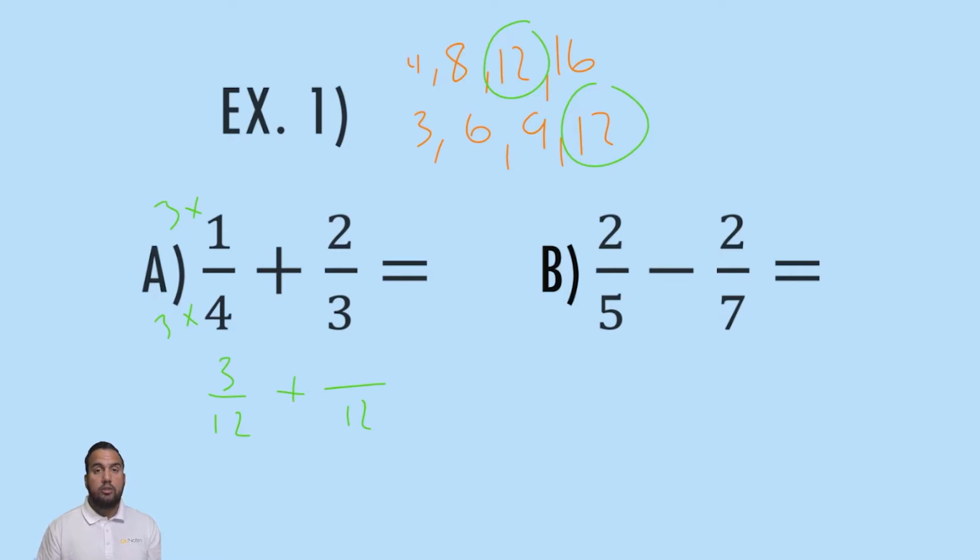All right, next one, 2/3. Look at the denominator. Ask yourself, 3 times what gives you 12? 3 times 4. So I'm going to multiply the top by 4. 2 times 4 gives me 8. And if I were to simplify 8 over 12, it gives me 2 over 3.